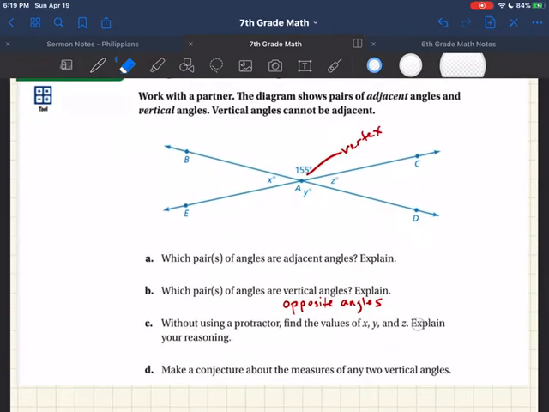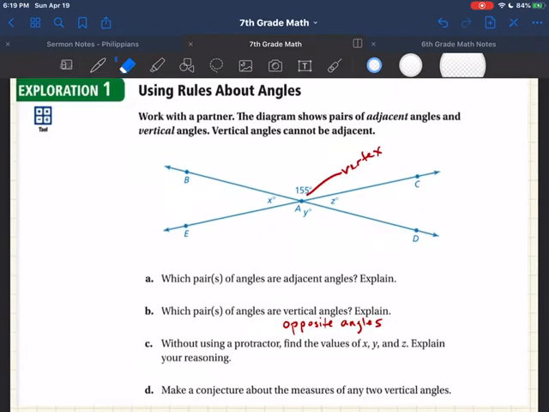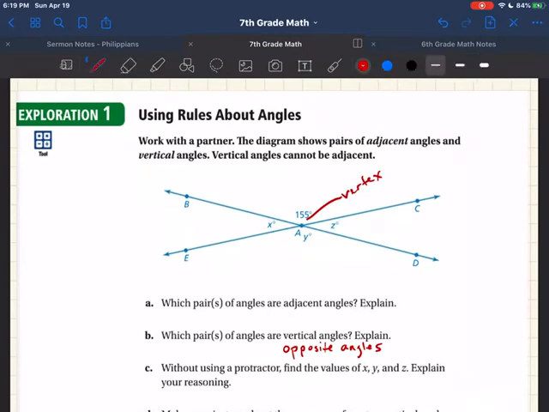Okay, so without using a protractor, find the values of X, Y, and Z and explain your reasoning. Okay, so let's see if you guys remember. Let's erase this. Okay, so let's see. So if this is a straight line, let's see how good I can do. That's not bad. I like it. Okay, so if that's a straight line, does everyone agree that that is a line? Yes. Okay.